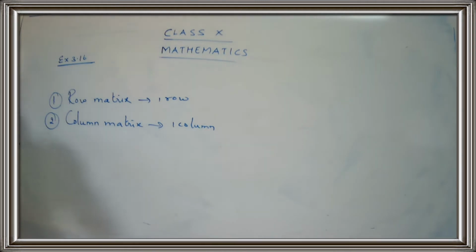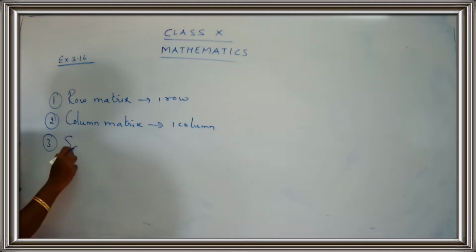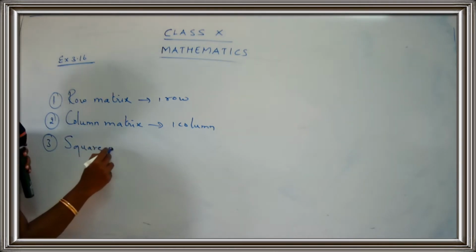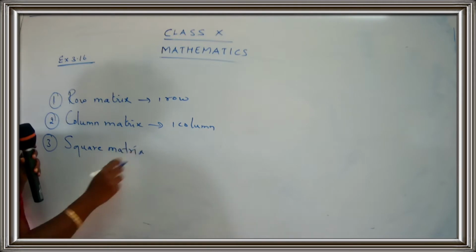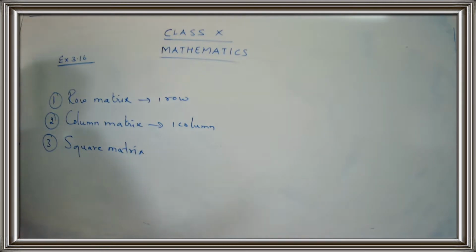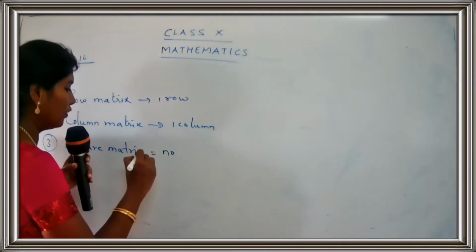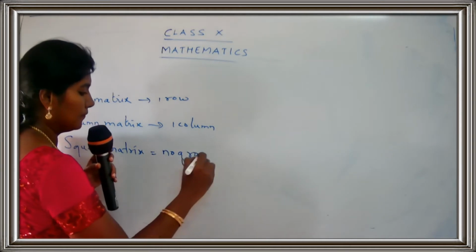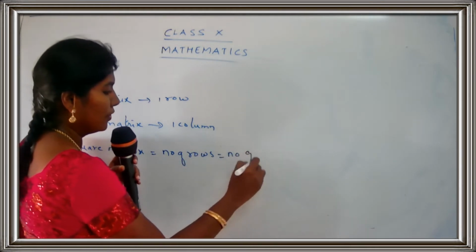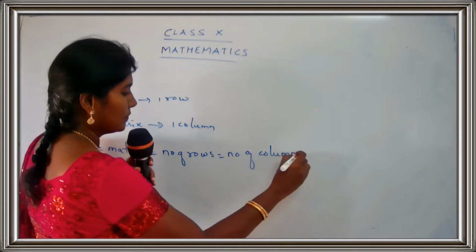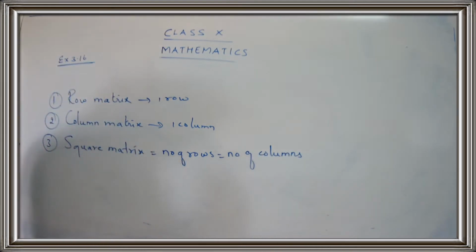The third one was a square matrix. What do you mean by square matrix, children? Here, the number of rows and number of columns are equal. Number of rows is equal to number of columns. So this was for a square matrix.